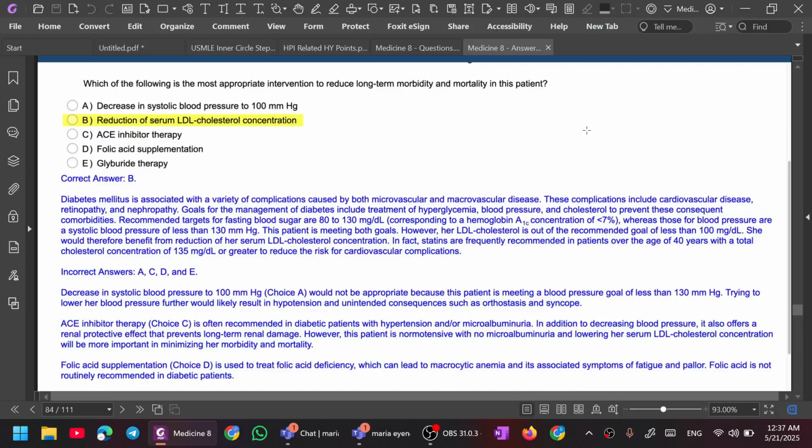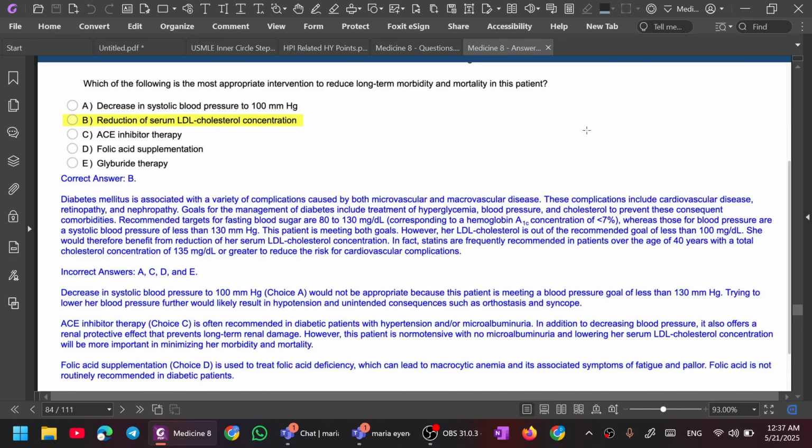Oh, I thought it was less than 190. Okay. She will therefore benefit from reduction of her serum LDL concentration. In fact, statins are recommended in patients over 40 with diabetes and a total cholesterol. Wait, what do you mean? Like the primary prevention, age more than 40 with diabetes.